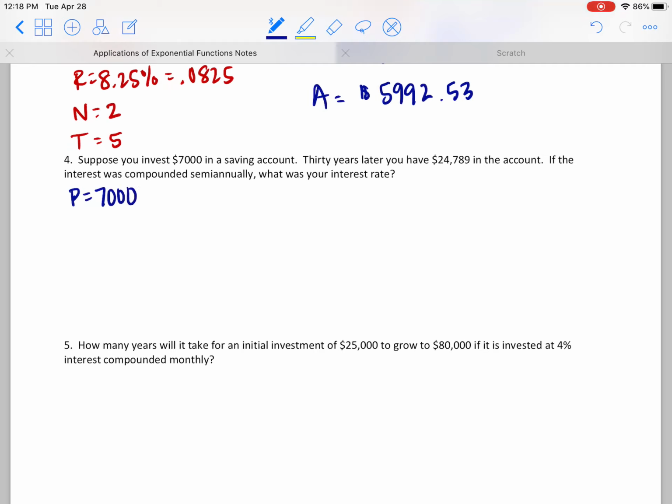Next example, suppose you invest $7,000. 30 years later, you have $24,789 in the account, and the interest rate was compounded semi-annually. What is that interest rate?